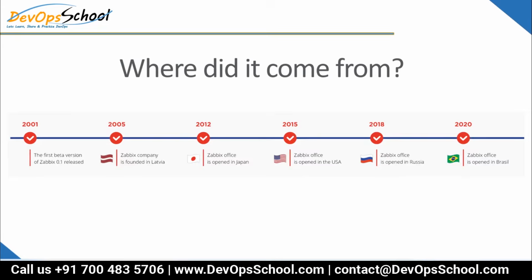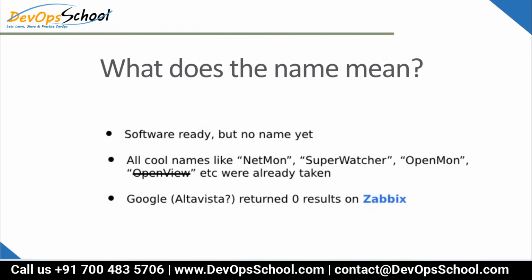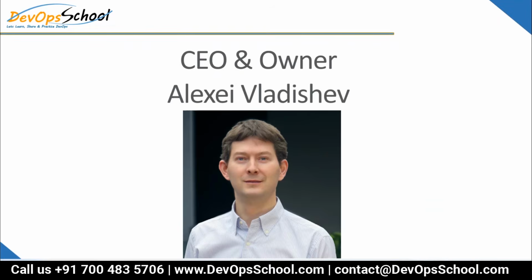Alexei was searching for a good name on AltaVista at that time, and he was not able to find anything as such. But suddenly he came up with Zabbix, and he could not find any other reference to it on AltaVista, which was the Google of that time, so he named it. There's no background or reason for this name. It was just chosen on an ad hoc basis, and he opted for it. He is the founder, CEO and owner of Zabbix.